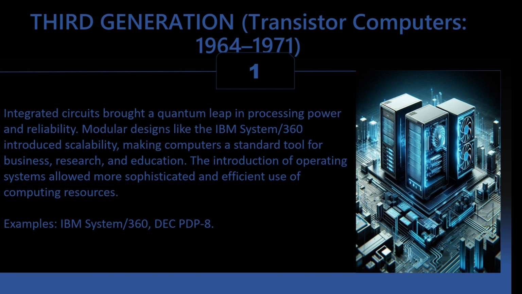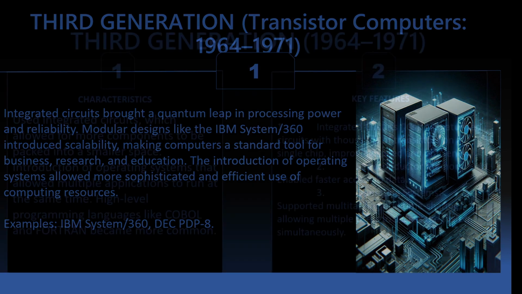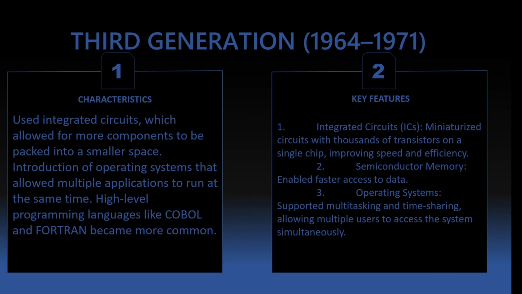Third generation, integrated circuit computers, 1964 to 1971. Integrated circuits brought a quantum leap in processing power and reliability. Modular design, like the IBM System 360, introduced scalability, making computers a standard tool for business, research, and education. The introduction of operating systems allowed more sophisticated and efficient use of computer resources. Examples: the IBM System 360 and DEC PDP-8.